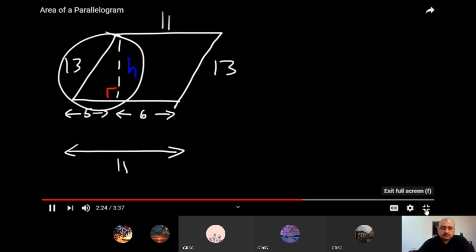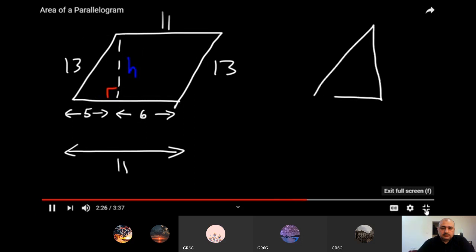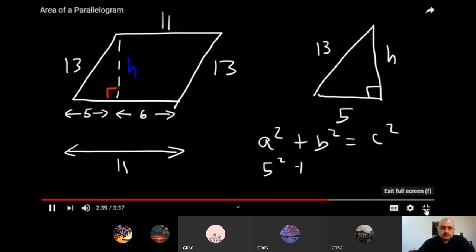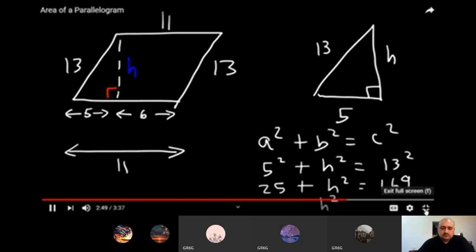Now let's focus on the right triangle that we see here. This side is 5, this side is 13. We need to find the missing side. So we can use the Pythagorean theorem: a squared plus b squared is equal to c squared. Let's say a is 5, b is the height, and c is 13. 5 squared is 25. 13 times 13 is 169. 169 minus 25 is 144. So now let's take the square root of both sides. The square root of 144 is 12. So now we have the height.